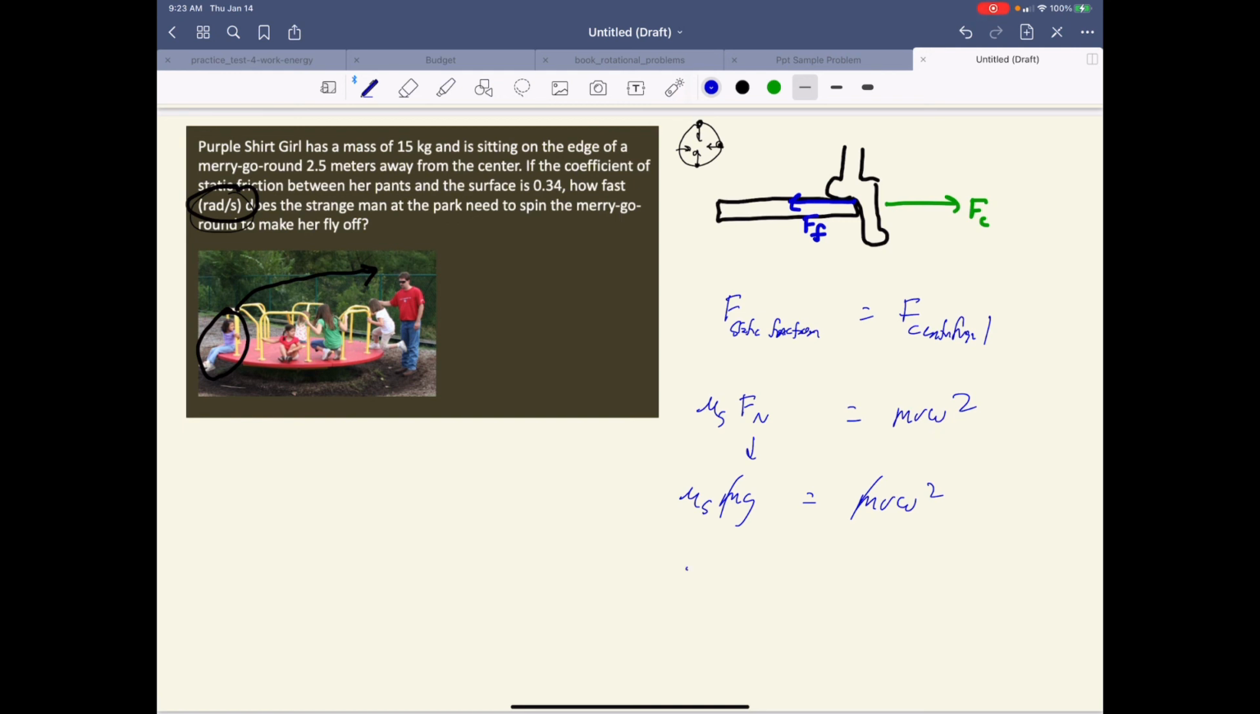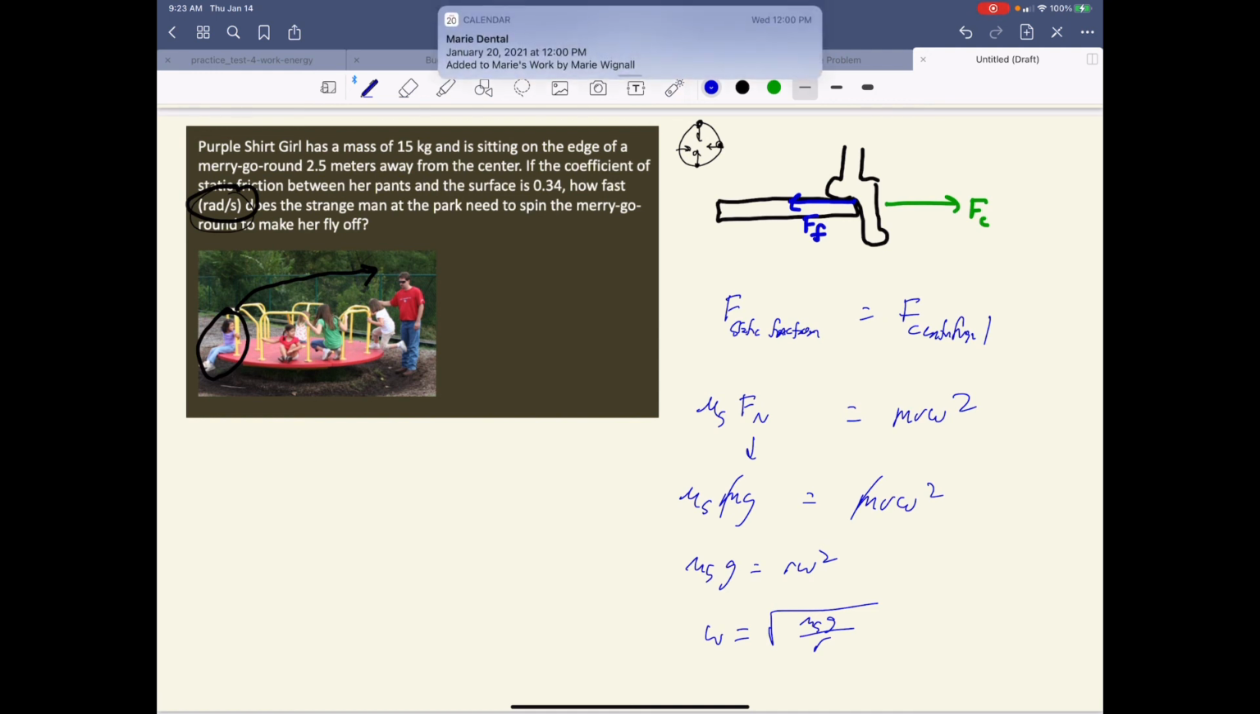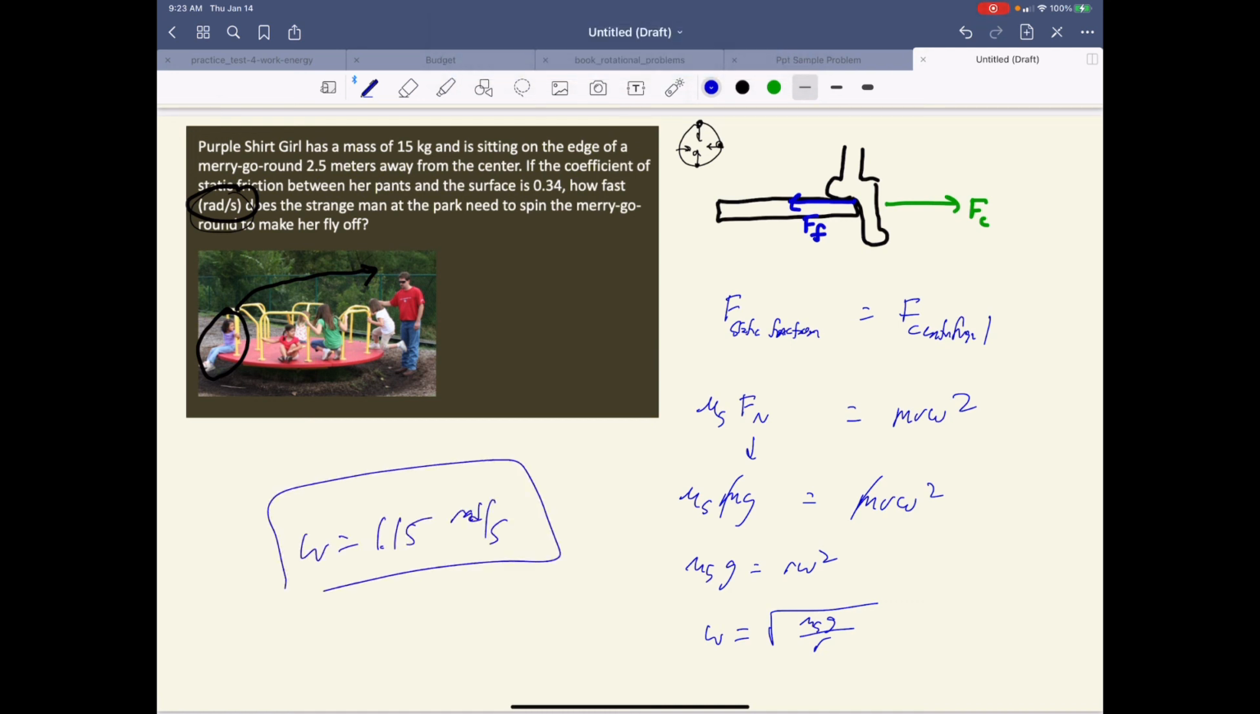So, anyways, mu sub s g has to equal r omega squared, and we're interested in omega. So omega is equal to the square root of mu sub s g all over r. And now we can figure this out. So 0.34 times 9.8 divided by 2.5, raised to the 1/2 power, which is the same as taking a square root. I get 1.15. So omega is equal to 1.15 radians per second. So creepy guy, all he has to do is spin all the kids at 1.15 radians per second, and off she flies.